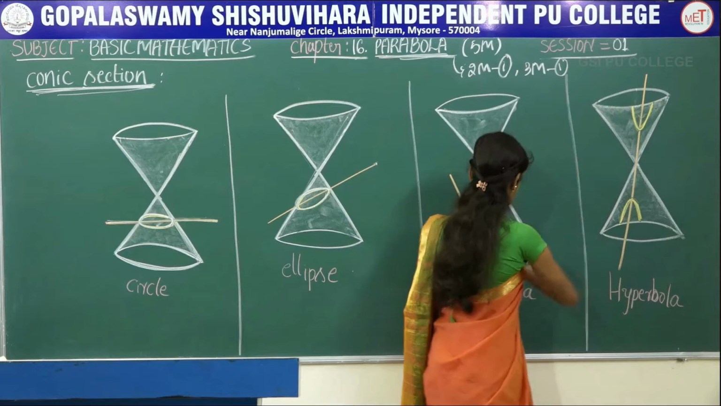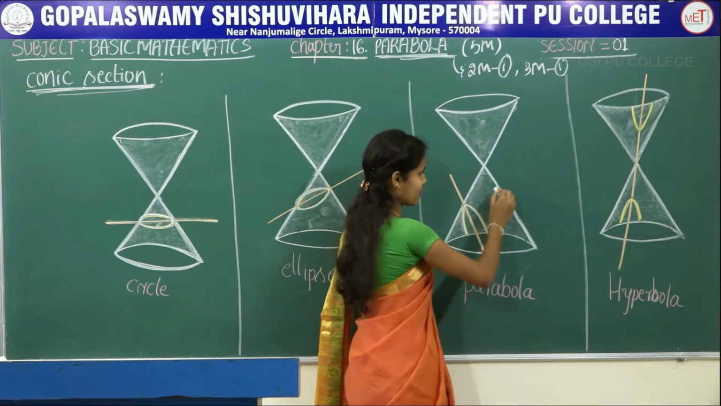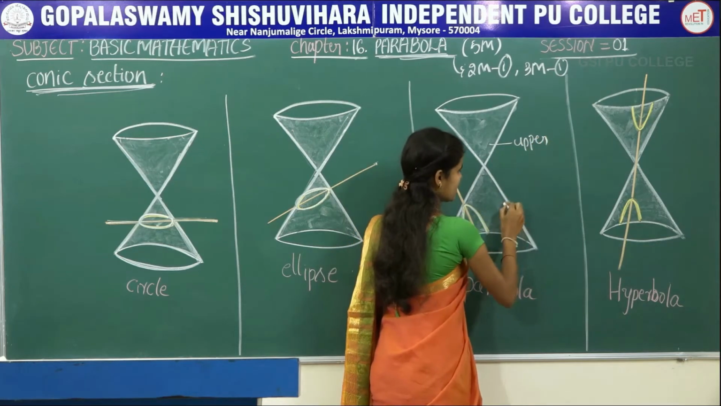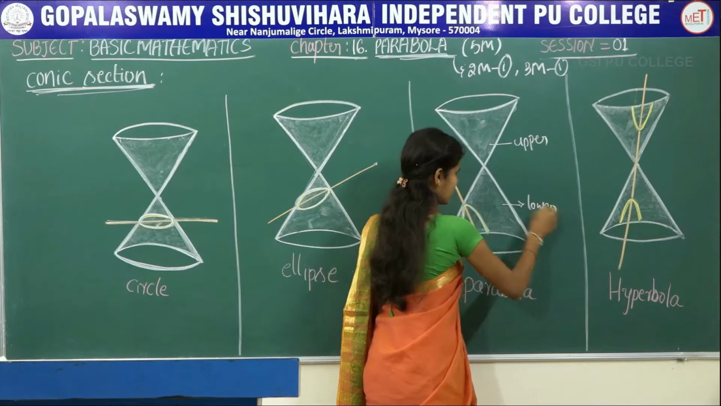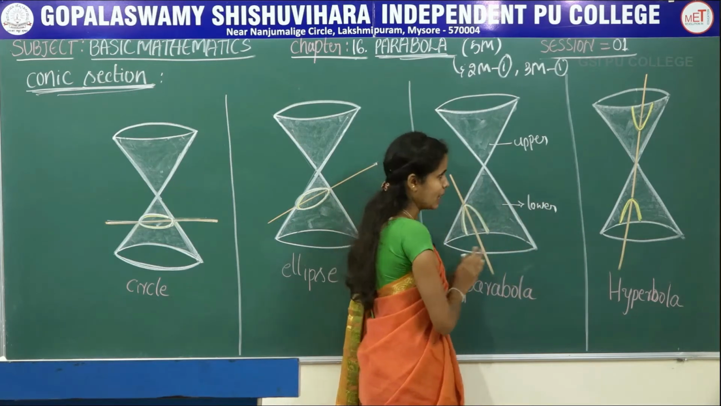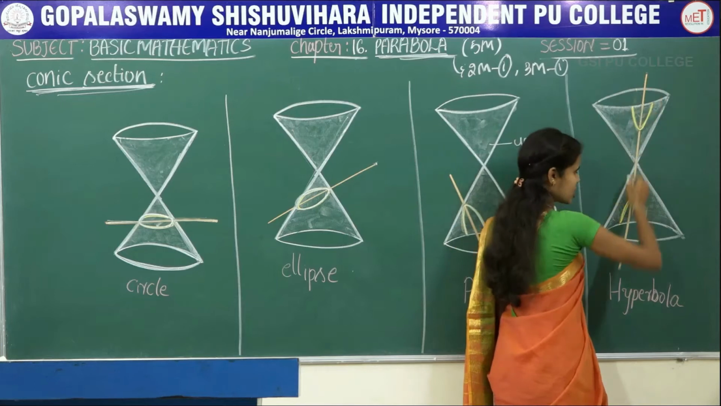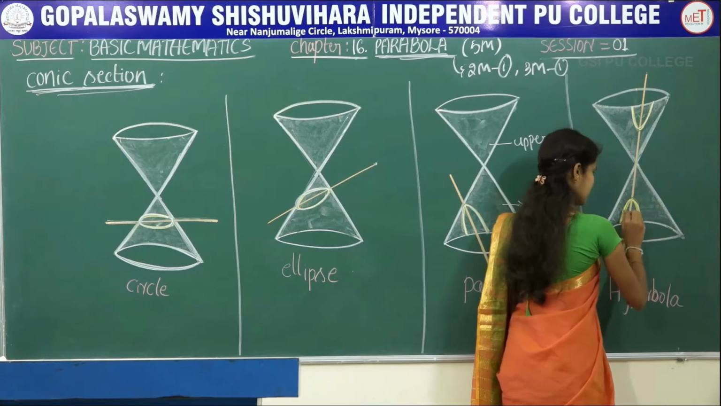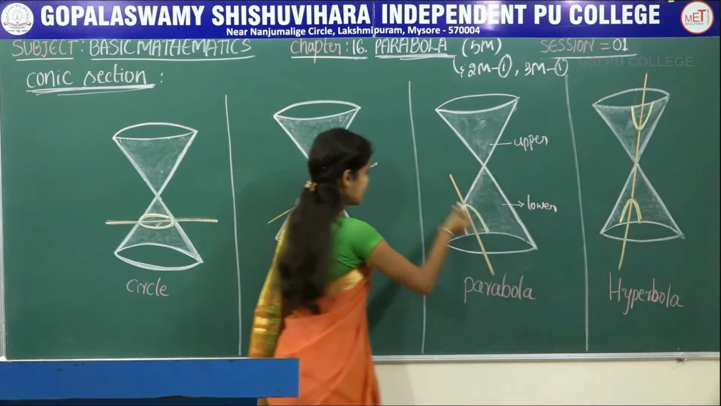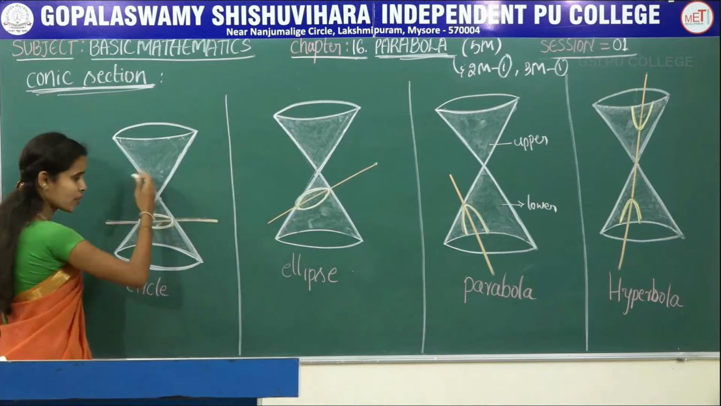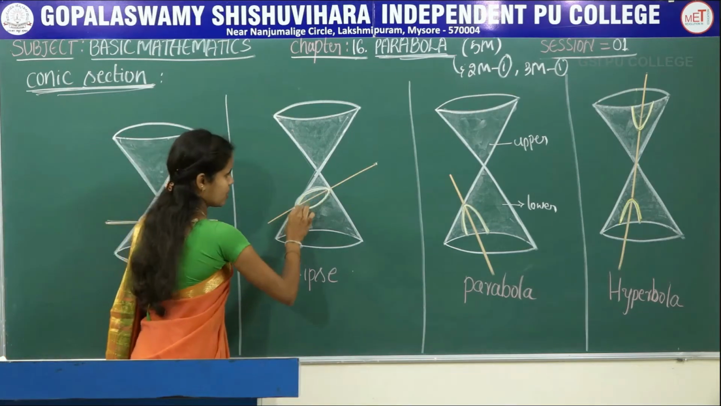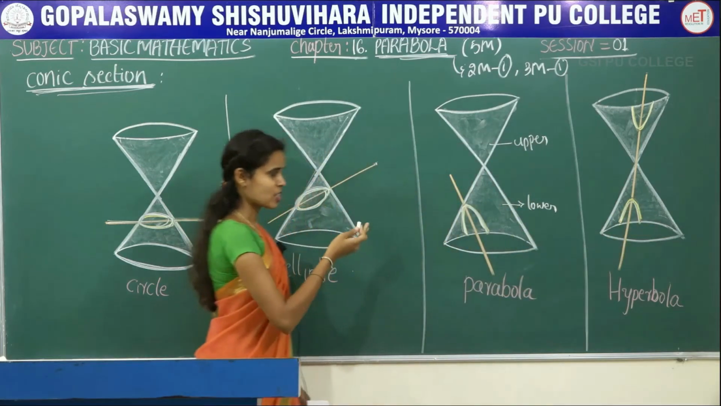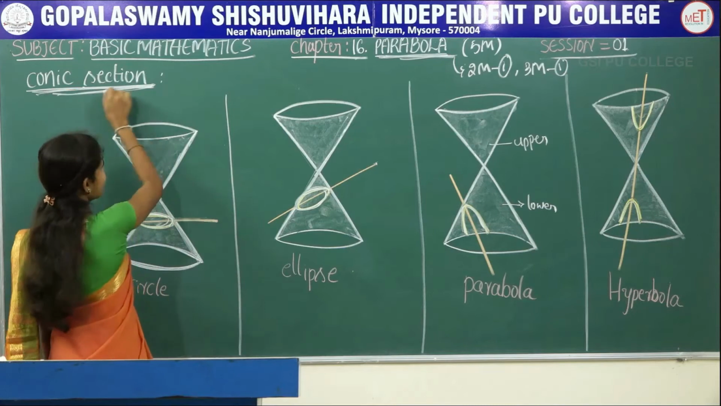Observe here that this plane cuts only one nap. This portion is called the upper nap and this is called the lower nap. In this case it cuts only one nap. Observe here, when the plane cuts the right circular cone and cuts both the naps, we get a curve called a hyperbola. So circle, ellipse, parabola, hyperbola are the sections of the cone, so they are called conic sections.